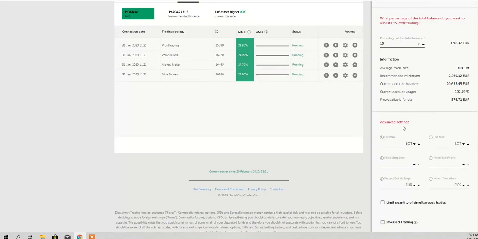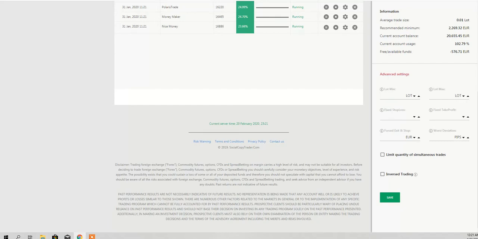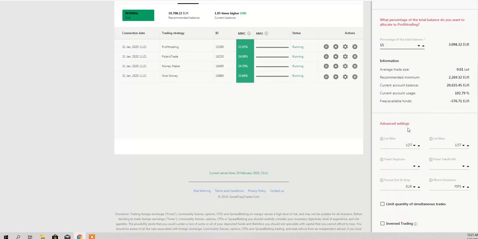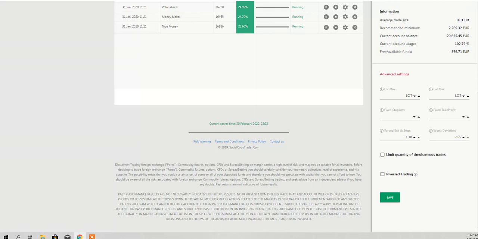Now I can go down here, to forced exit and stop. I can set a maximum loss amount of that $3,000, in dollars, based on what we've allocated to that strategy. So on the $3,000, I'm going to go in here and say we're willing to risk $1,500 of that total balance.